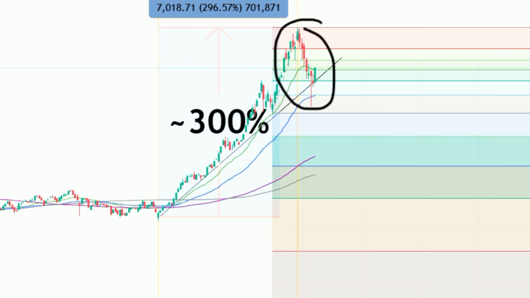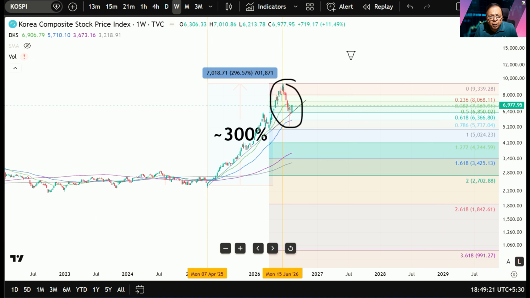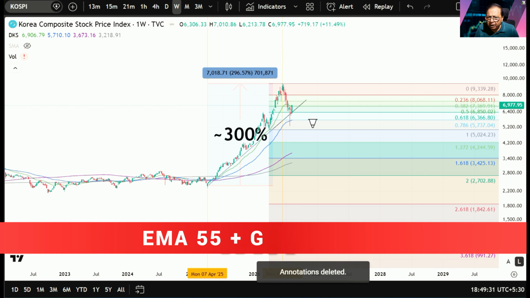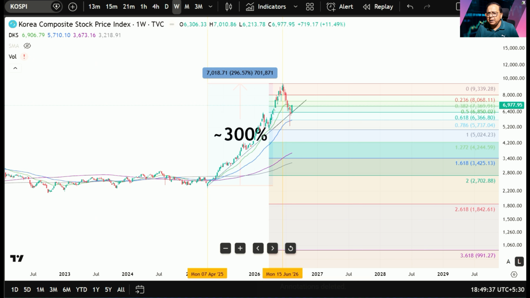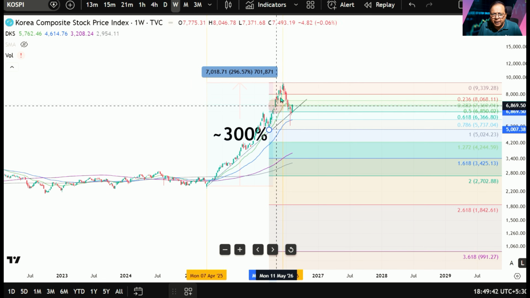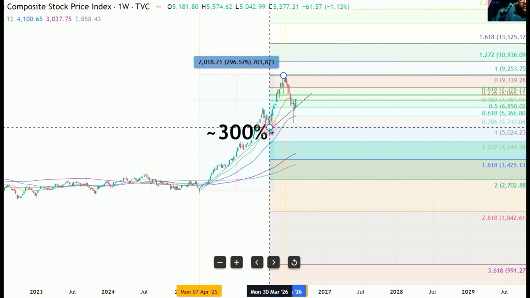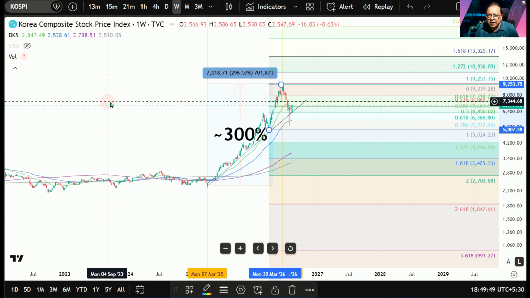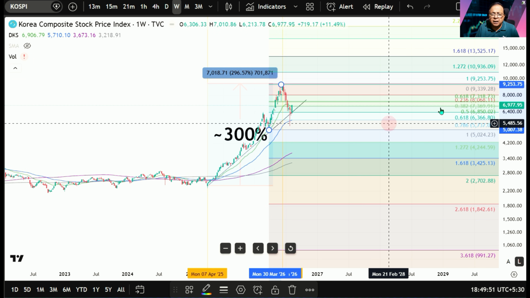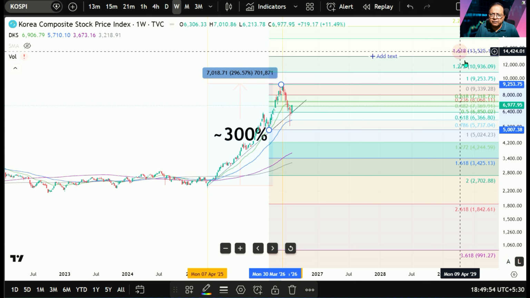Last week we discussed that it seems that the correction is over because it was formed a bullish pin bar and subsequently it formed the inside bar, and the price is getting bounced from important EMA 55, which is a confluence of golden ratio, that is 61.8%. So if the trend is resuming, we can project the target by using the prior impulsive wave, where 127.2% comes at around 10,900, while 161.8% expansion level comes at 13,525.